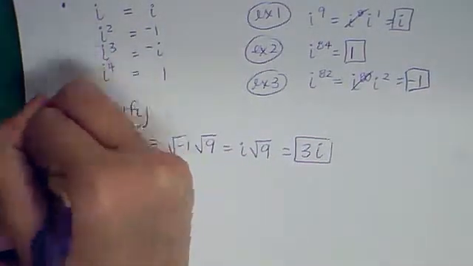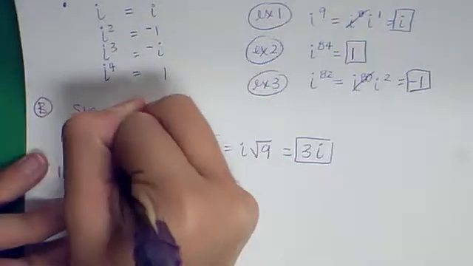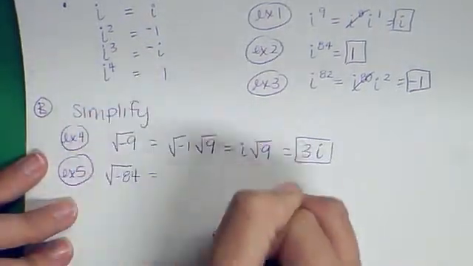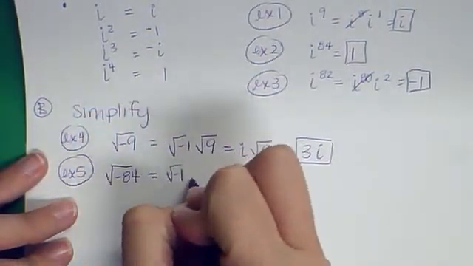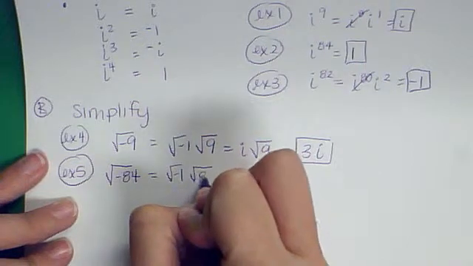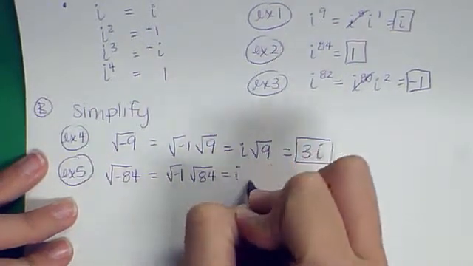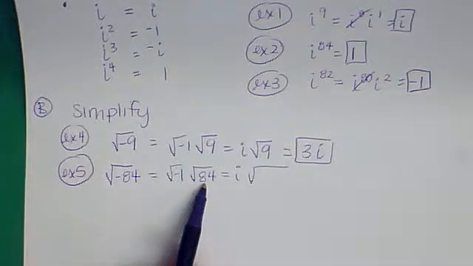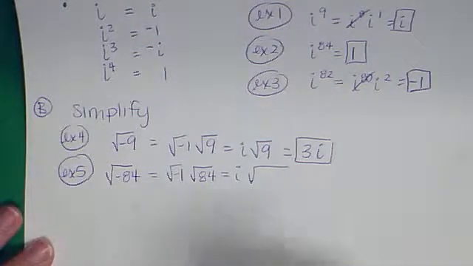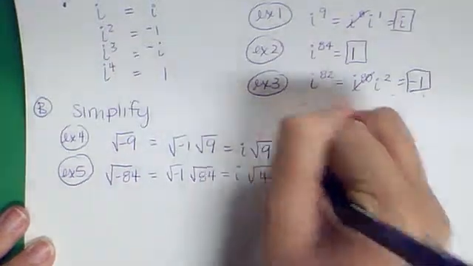Let's try another one that does not simplify exactly, like the square root of -84. That would be the square root of -1 times the square root of 84. You can bring out my i. And then what two things multiply together to get 84 and also have a perfect square? That would be something like 4 times 21.